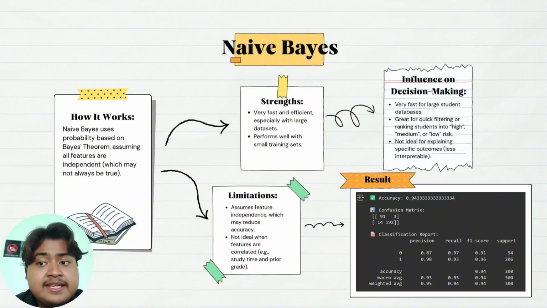Now let's talk about naive Bayes. This model uses probability to make a prediction. It assumes that all input features are independent, for example, that study time and exam result do not influence each other. Even though that's not always true in real life, naive Bayes still performs really well. It's super fast and works great even with a small dataset. In our test, it gave 94.3% accuracy, which is pretty good. It's a good choice when you need a quick result or want to categorize students based on risk level. But compared to the other models, it doesn't give detailed reasons for why the student is predicted to pass or fail.